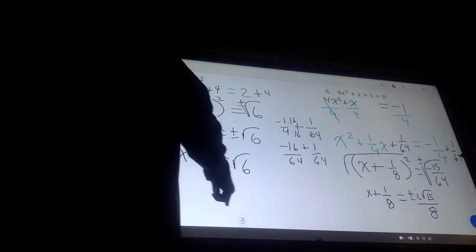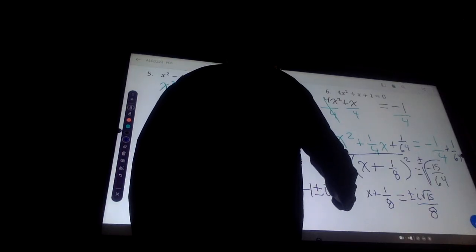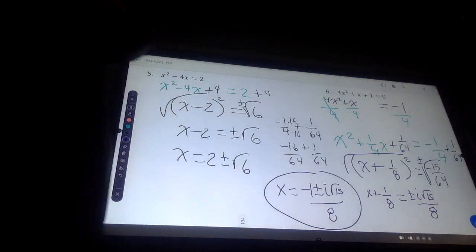Subtract 1/8 from both sides. So if I subtract 1/8, I'm going to get this. I'm just going to combine it as one fraction right away. But that's my answer. You could have left it as negative 1 over 8 plus or minus i root 15 over 8 as well. But that's the answer. That's all you have to do.